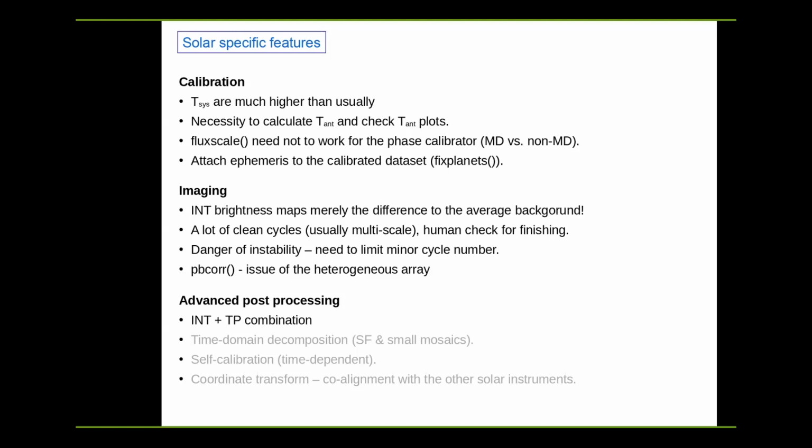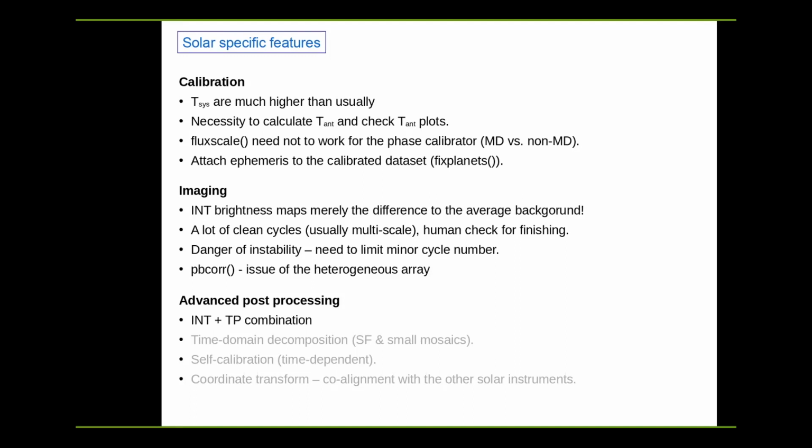I will only touch on it briefly, showing you the script for how to make it using feathering. Then there is this time domain decomposition, which practically works only for a single field and small mosaics. Again, if we have time, I will show you the script, how to do it, how to get the image just for selected times in a loop.